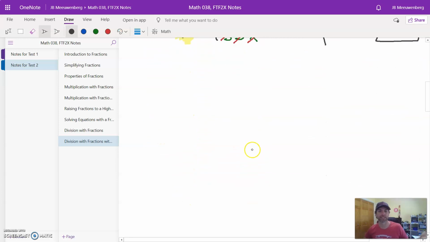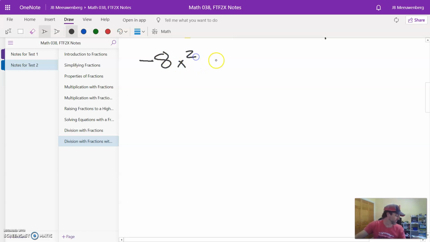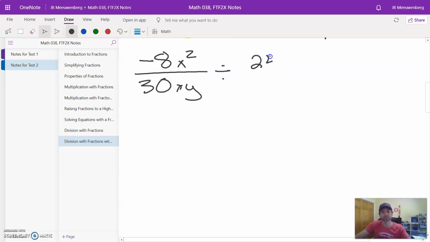All right, let's look at one more. Very complex. Make sure you pause and try this one yourself. This might take a couple minutes. Negative 8x squared over 30xy divided by 24x over negative 25y squared. Right, pause. Try this yourself. I'm going to keep going.